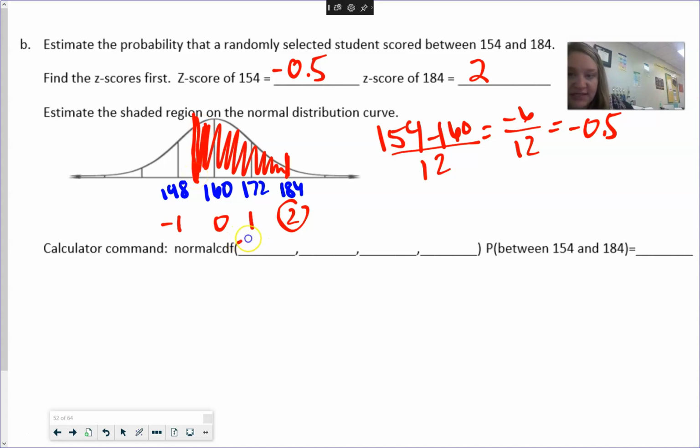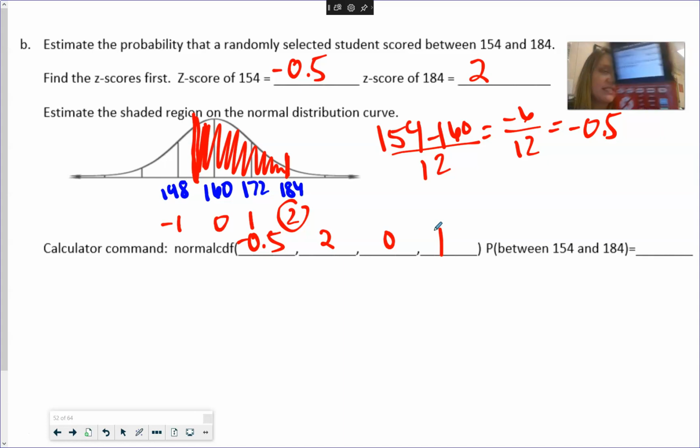So my lowest to my highest z-score, and then always use 0, 1. All right, second vars, normal CDF. My lowest z-score is now -0.5. My highest z-score is now a 2. I do not change anything else. I push enter. Everyone's screen should now look like this. Push enter one more time, and we should get a probability.